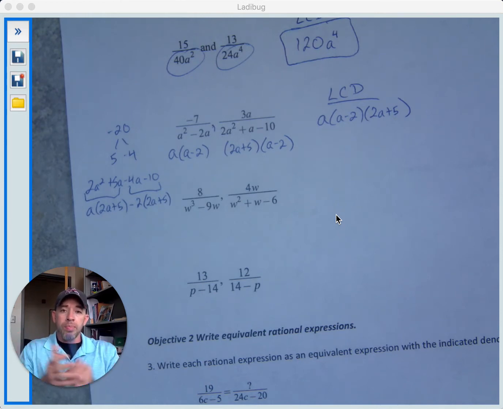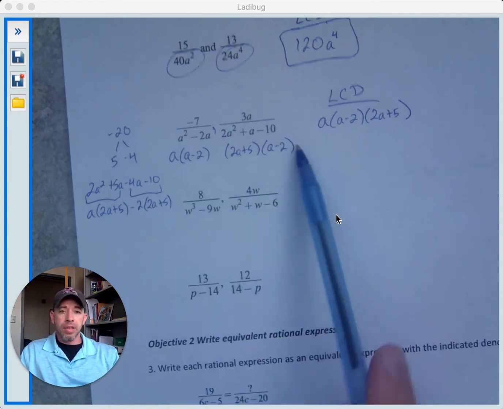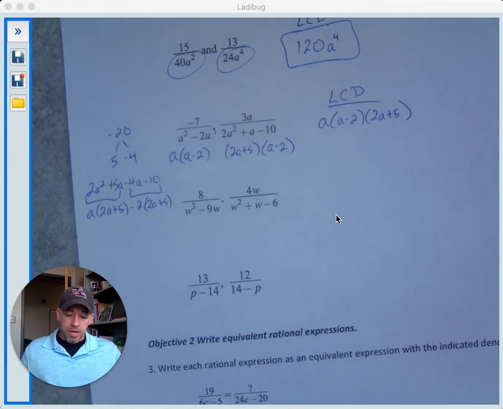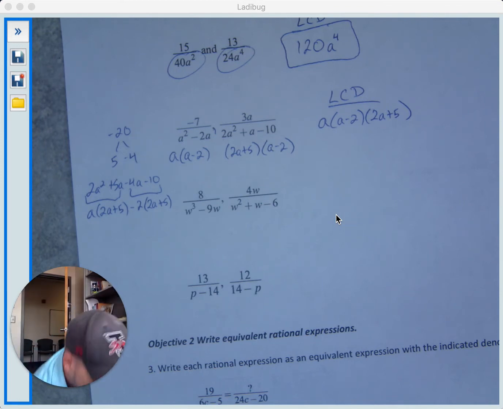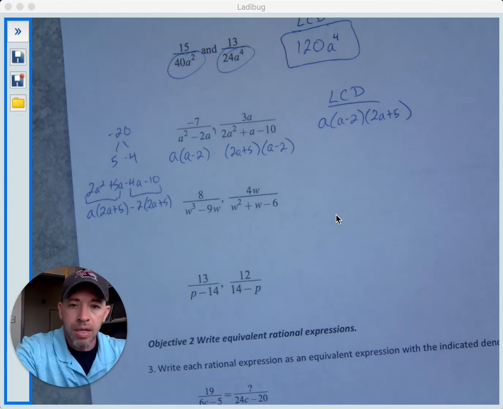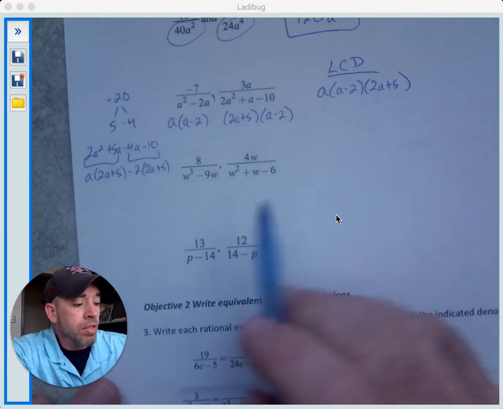Making sure we don't repeat factors that show up in both places. If we did include an a minus 2 twice, it would be a common denominator, but not a least common denominator. I dropped my pen here. Oh no. Now I got it. Let's look at the next one. We're just looking at denominators.